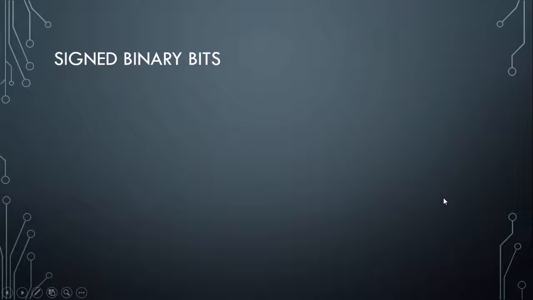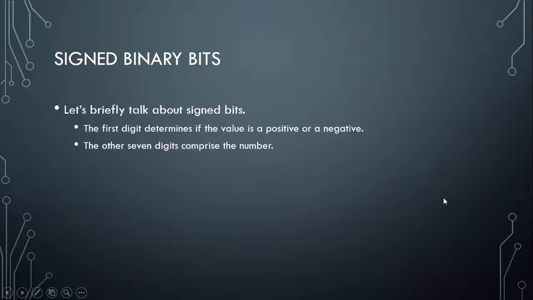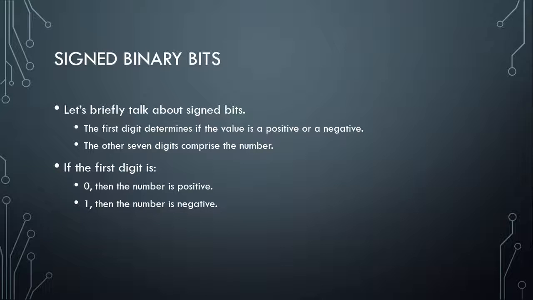All right, now, let's look at signed binary bits. We're going to just really quickly talk about these. The first digit in a signed binary bit will determine if the value is positive or negative. The other 7 digits comprise the number, so that's why we can only go up to positive and negative 127. If the first digit is 0, then the number is going to be positive. If the first digit is a 1, then the number is negative.